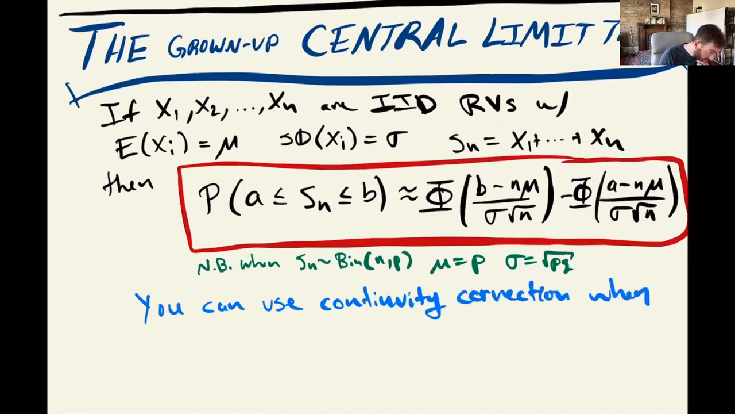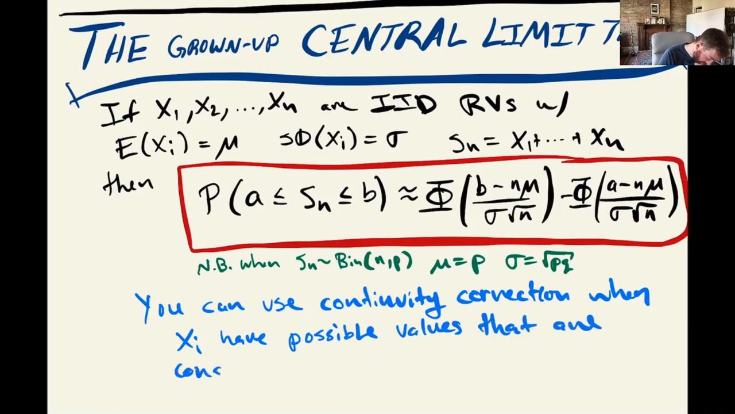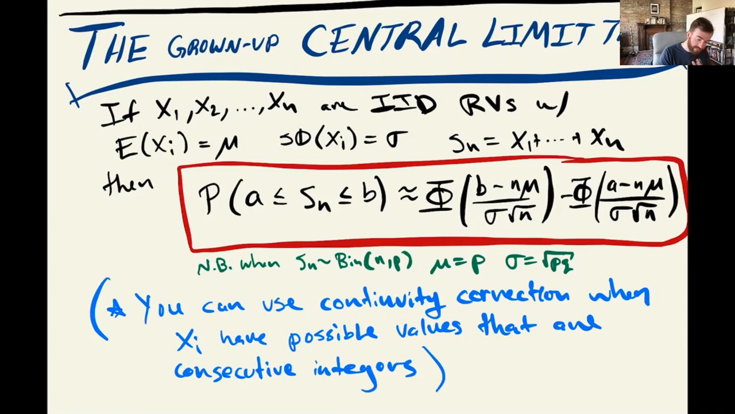That applies when each of these xi have possible values that are consecutive integers. But again, that's just sort of a side note. Right now, I just want you to really focus on computing this value. Again, even though it seems kind of complicated, all you have to do is compute these values, look it up in the Z table, and you're done. All right, so let's go ahead and see this in action.